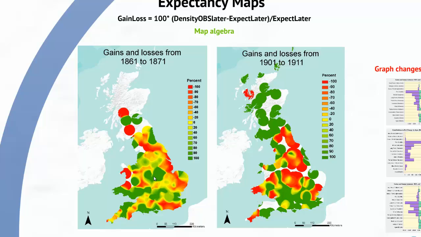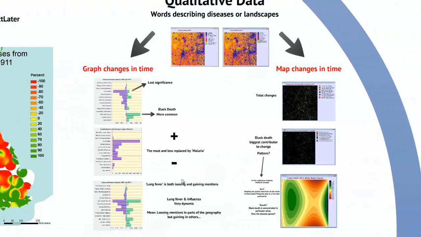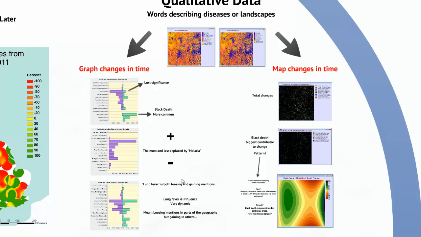In the same sense, if you were looking at this not in terms of mentions, but in terms of diseases, it would also be quite interesting to look at different changes in the mentions, let's say, of measles from one year to another. Another approach to qualitative data, such as words describing these diseases that I was telling you about, or even describing landscape, is precisely to graph changes in time or also to map these changes in time. And I brought you a very simple example of this.